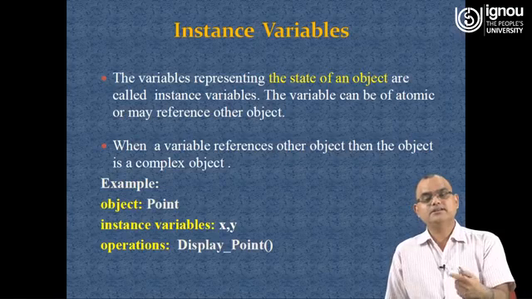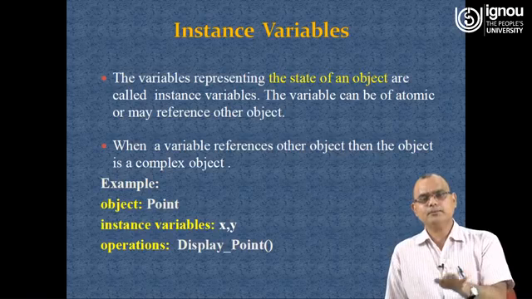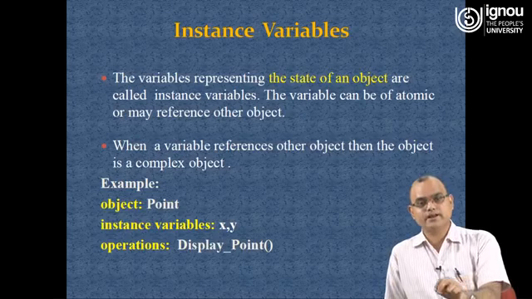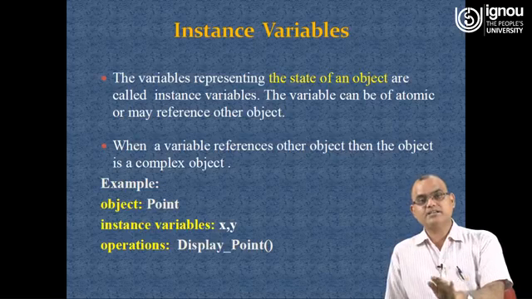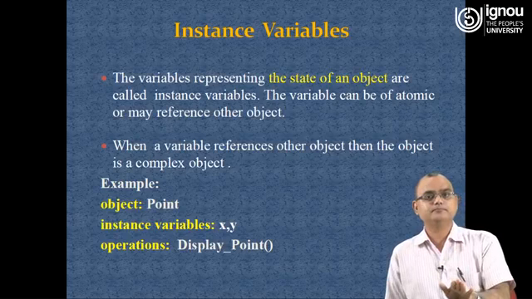Now, let me discuss state. What is the meaning of the state of a specific object? If an object at a moment has certain values for its attributes or attribute fields, then on the basis of those values, that object is in a particular state at that particular moment.